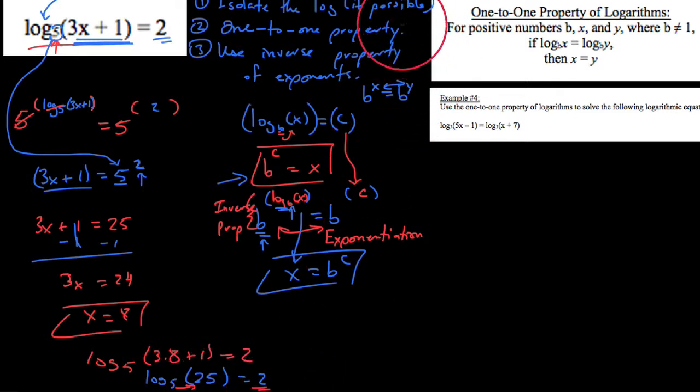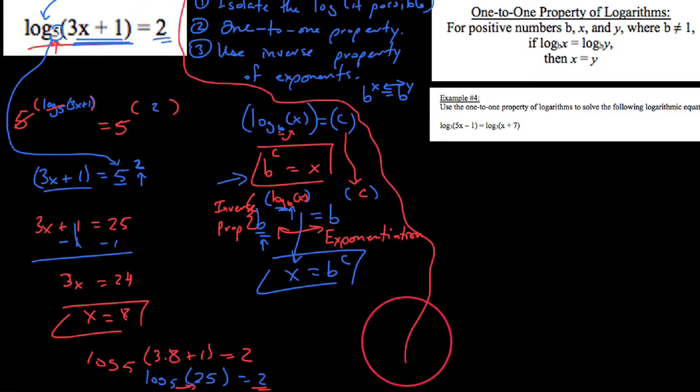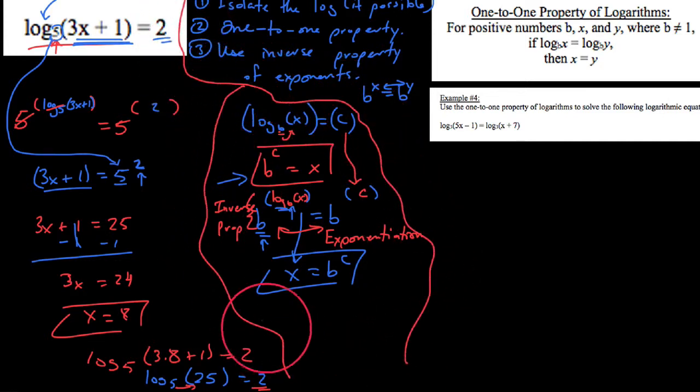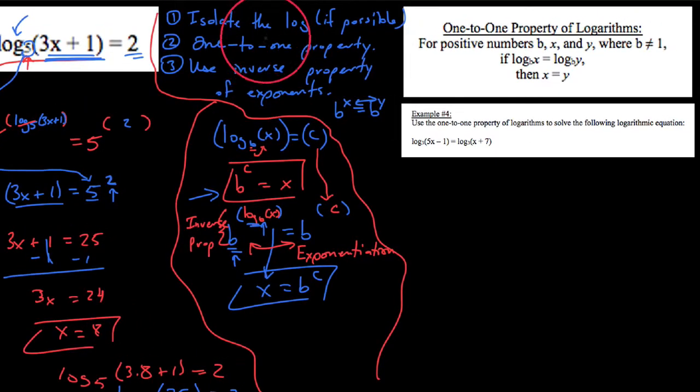So what we're going to do over here on the right is slightly different than what we just did here on the left. And what I can tell you is on the left, at least, this is a little bit more common, I would say. You have a log, you want to get it by itself, and you want to use the inverse property of exponents to undo the log.